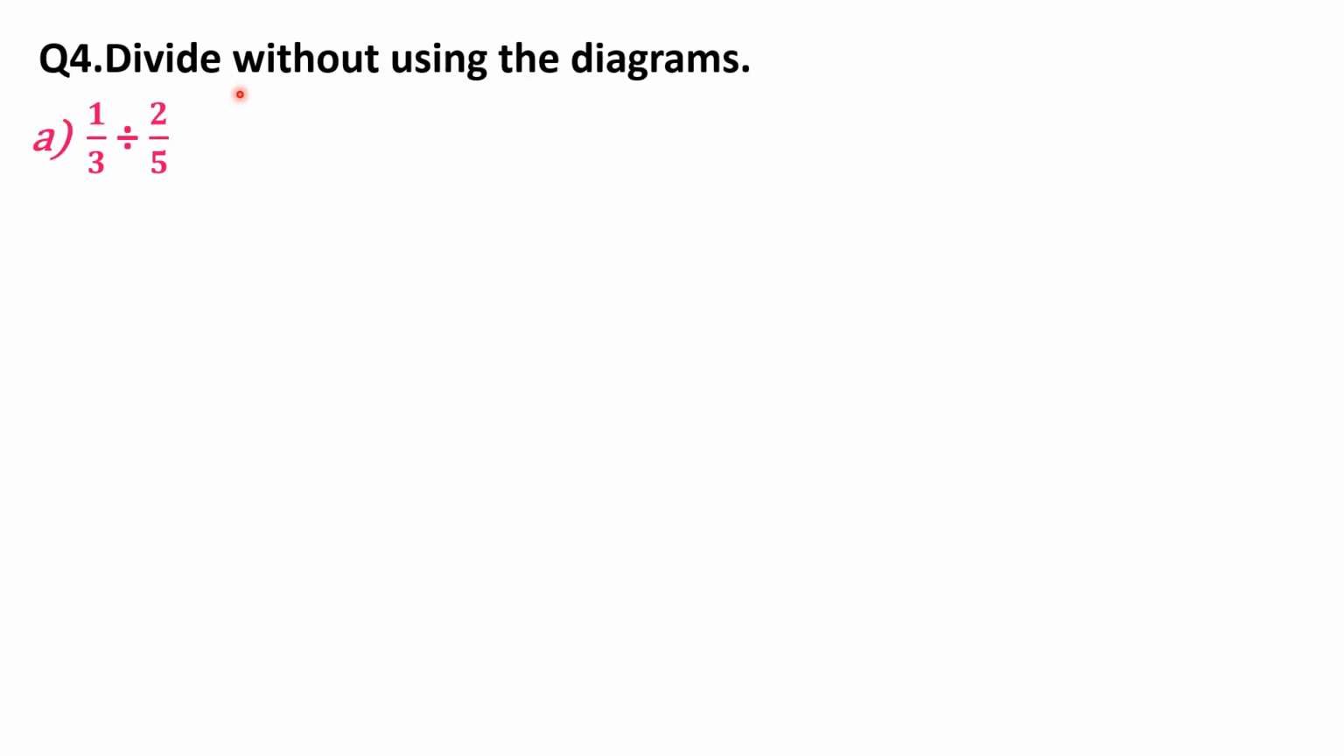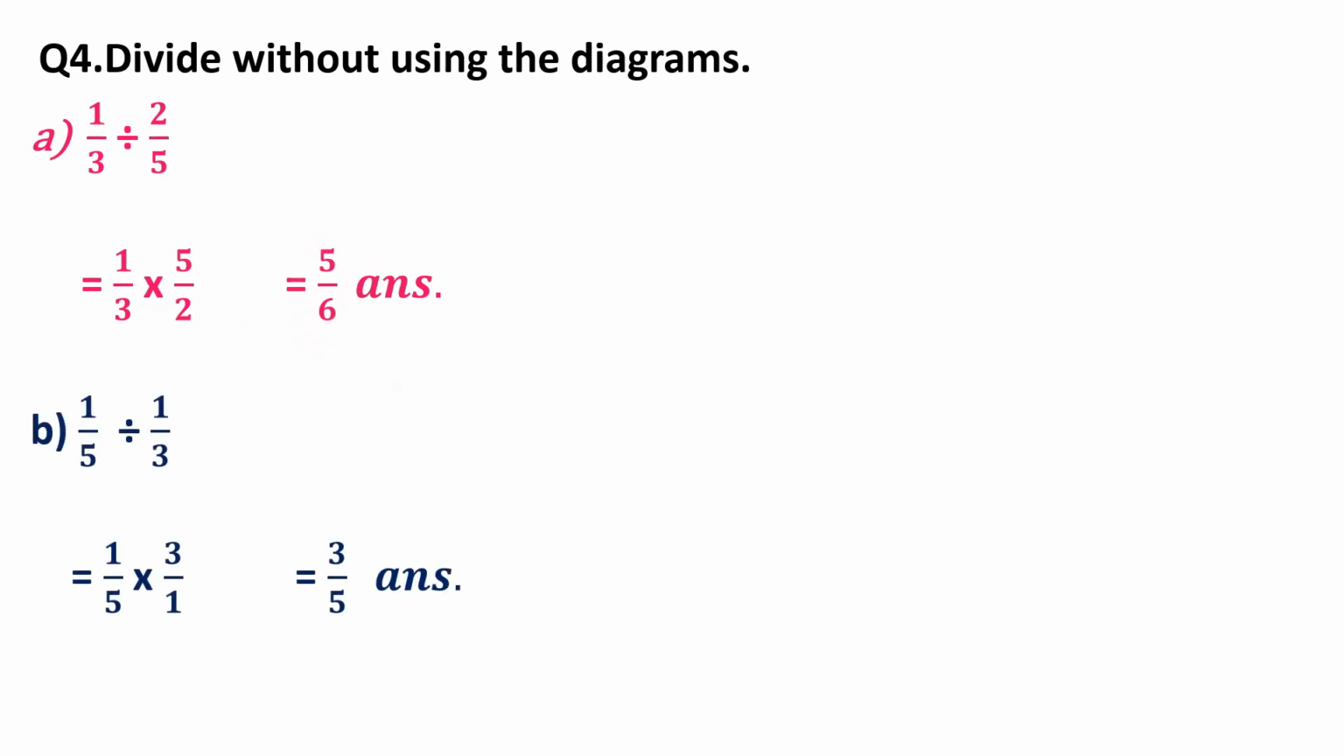Next you can say divide without using the diagrams. So without using the diagrams means we have to take the reciprocal. So 1 by 3 divided by 2 by 5. So the second fraction's reciprocal we will take. So divide will change to multiplication. We'll get 1 by 3 into 5 by 2. Okay, and you can see here 1 by 3 into 5 by 2. When we multiply the numerators, we'll get 5, and when we multiply the denominators, 3 into 2, that is 6. So we are getting 5 by 6 as the answer.